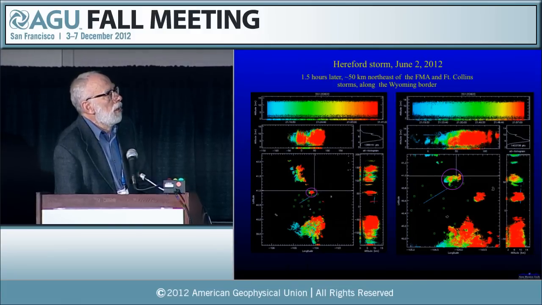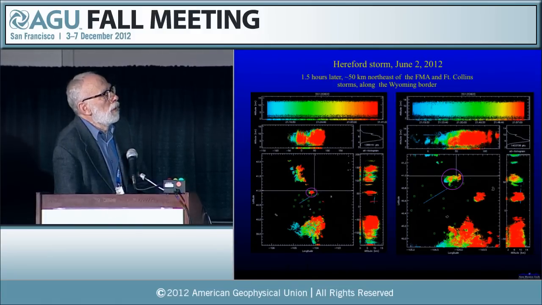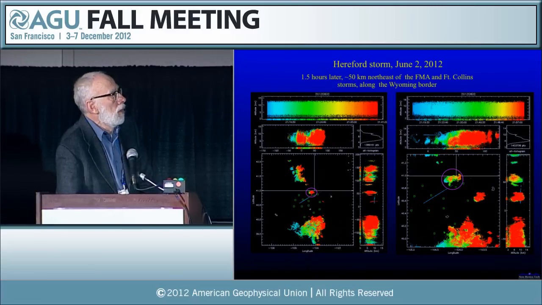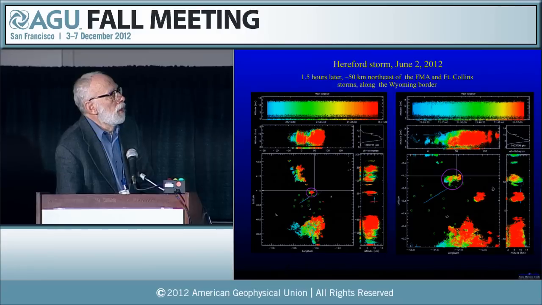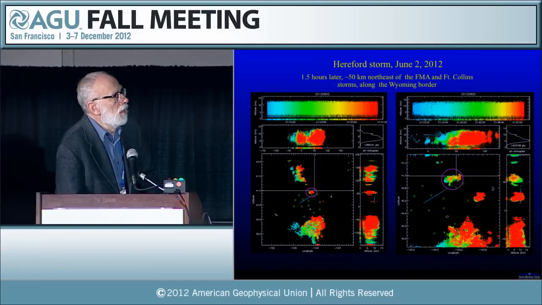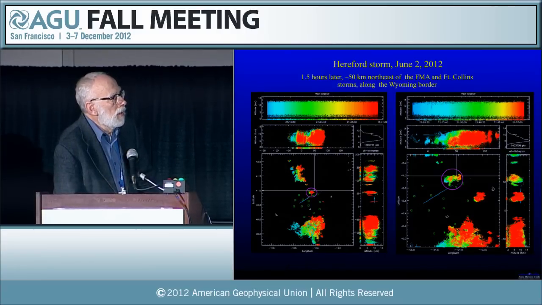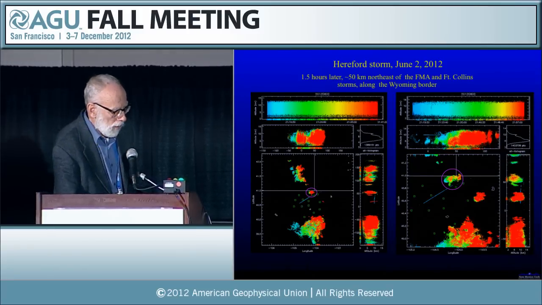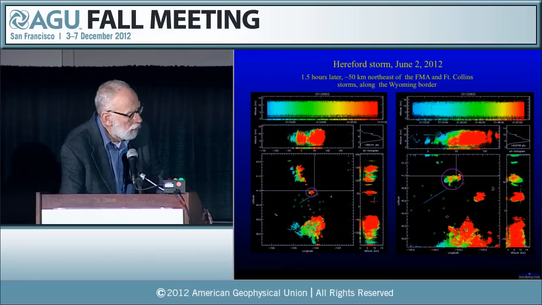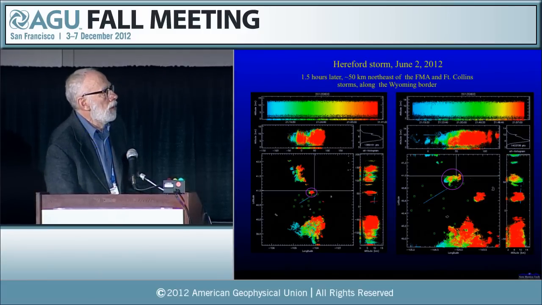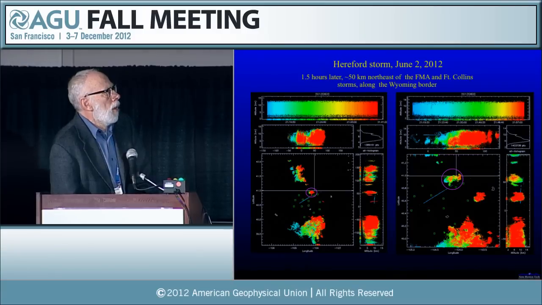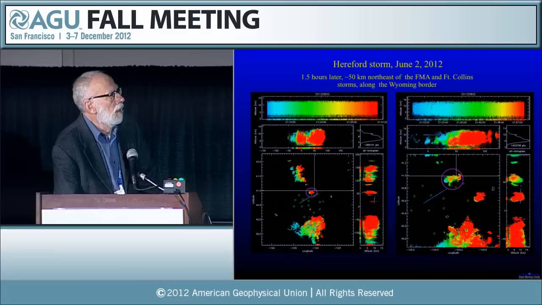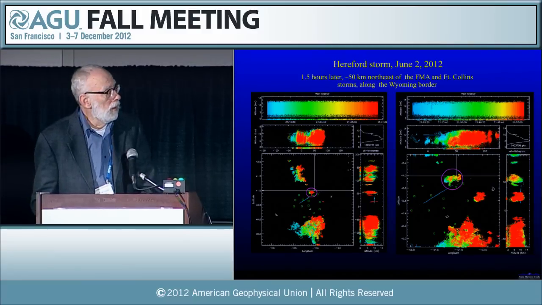By contrast, here's what I call the Hereford storm, which occurred on June 2nd of 2012. It occurred 1.5 hours later, so it's the same day as the previous one. It's just that the system was moving from west to east, and so the storms were moving with it. The Hereford storm is right at the triple point between Wyoming, Nebraska, and Colorado in the red circle.